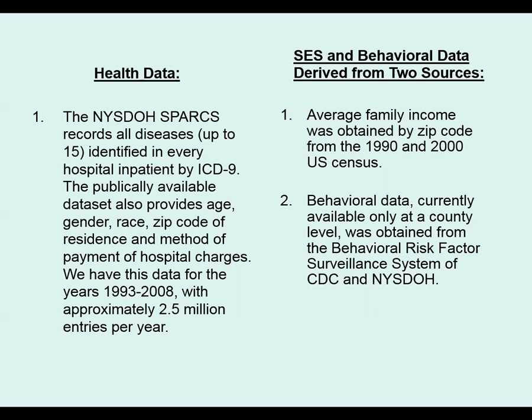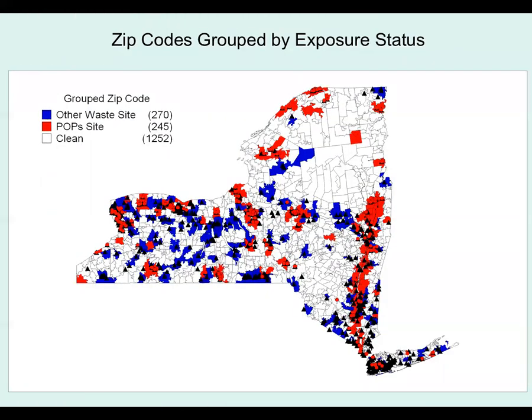Now, obviously, socioeconomic status is a very important variable. We've obtained median family income from the census, and we also have obtained some behavioral information from the Behavioral Risk Factor Surveillance System, because things like smoking and exercise and diet are important variables as well. But we recognize that these are still ecologic studies.